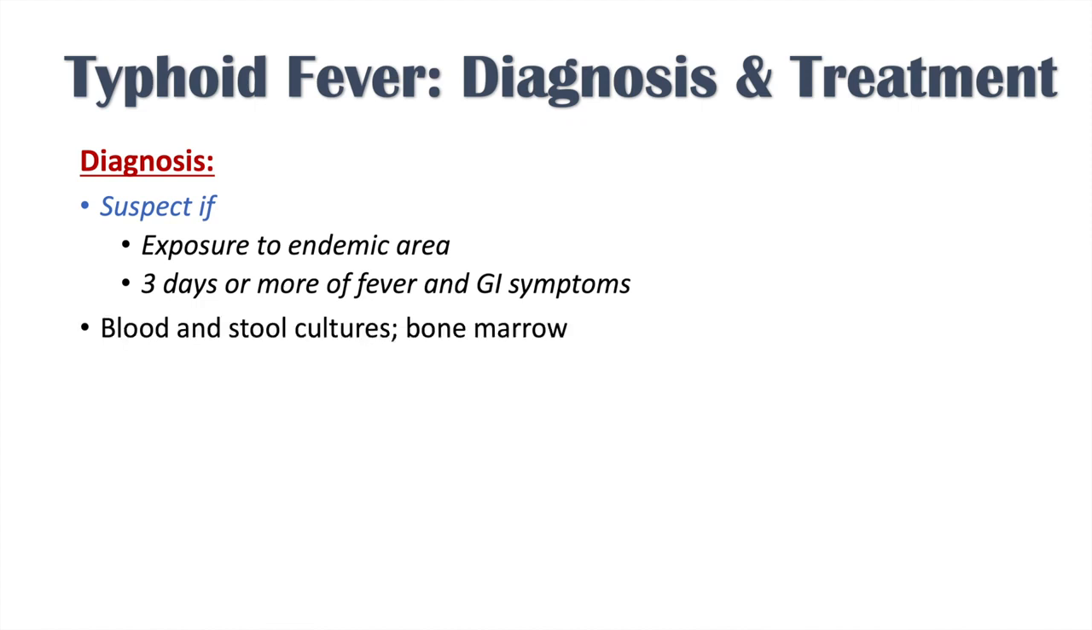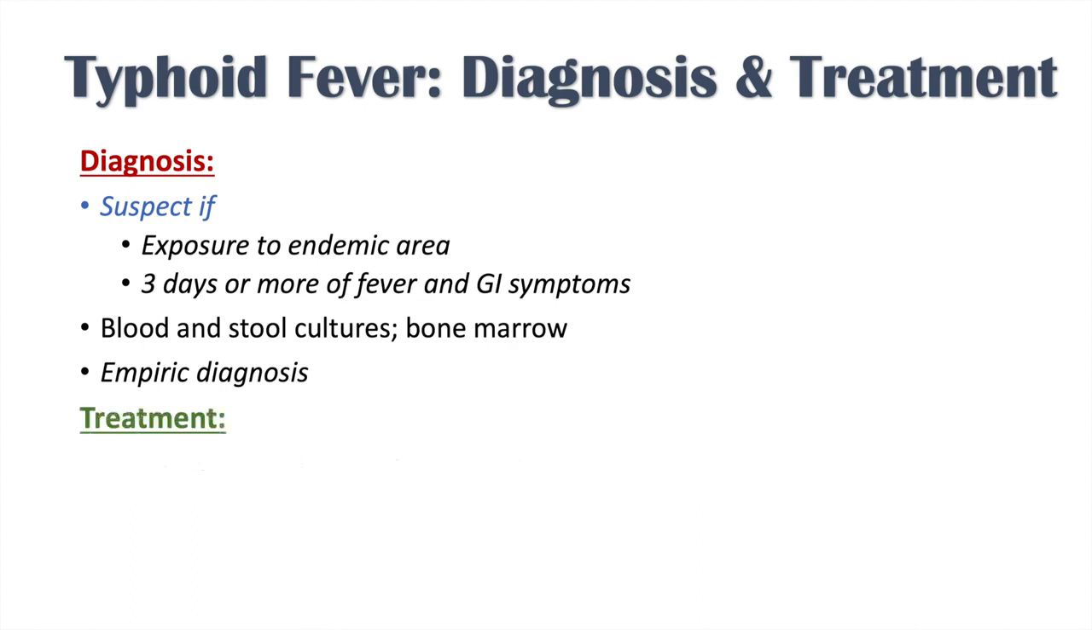And then once you have suspected it, you can do some tests. You can do blood and stool cultures. You could do a bone marrow test, but that's not going to be something that you are going to do. And a lot of times it can be an empiric diagnosis. You're just going to see the symptoms. You're going to see that they've been in an endemic area. They're not vaccinated. And then you're going to say, you know what, this is probably a diagnosis of typhoid fever.